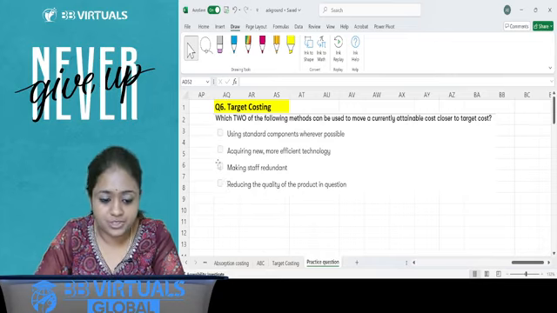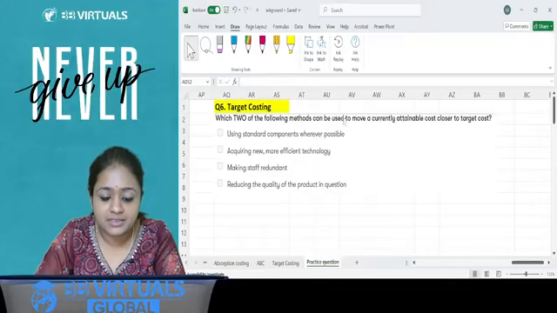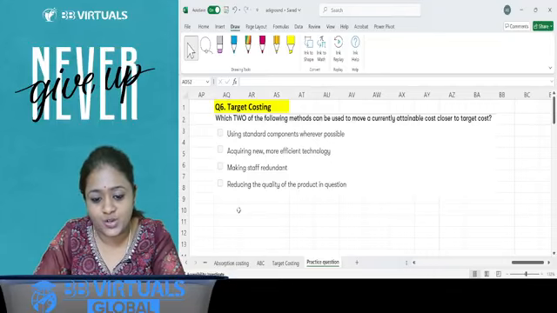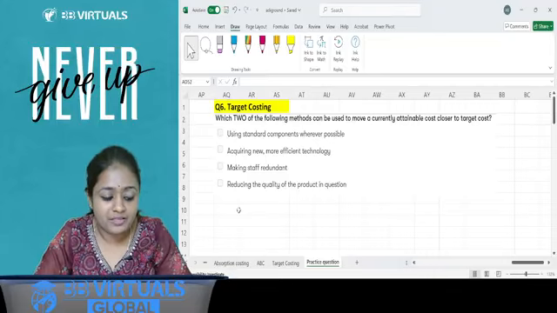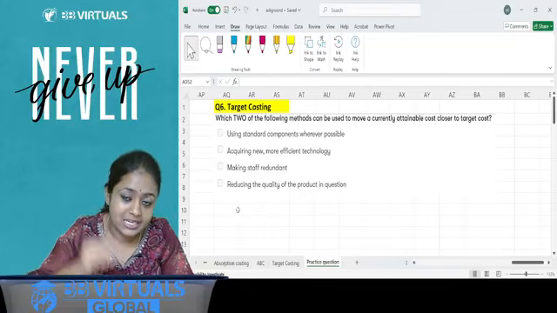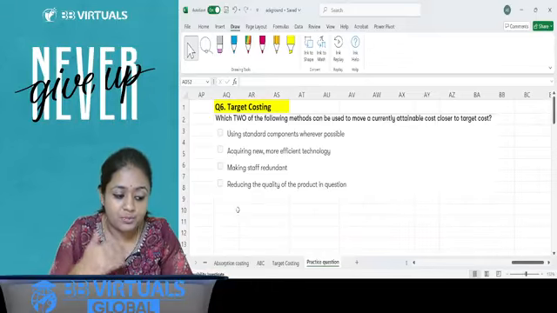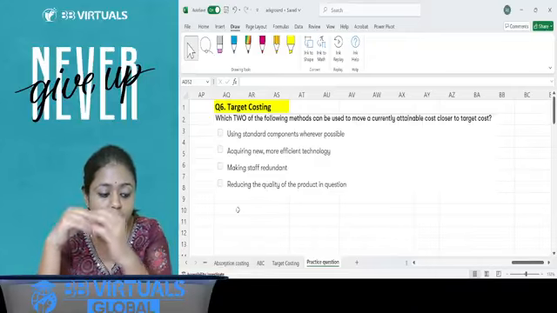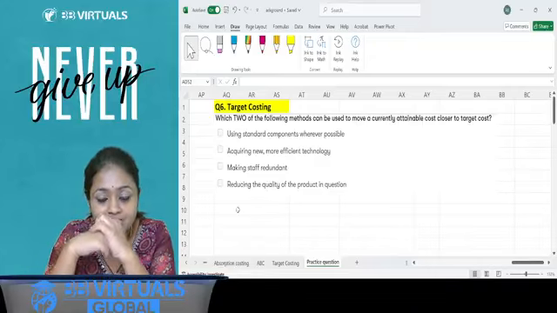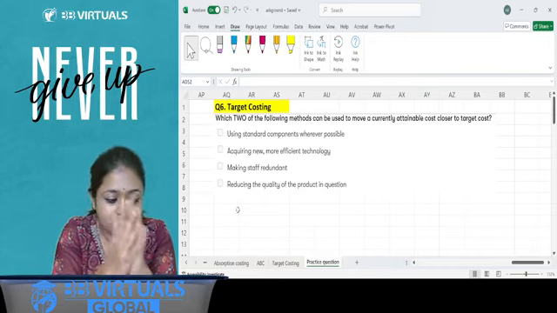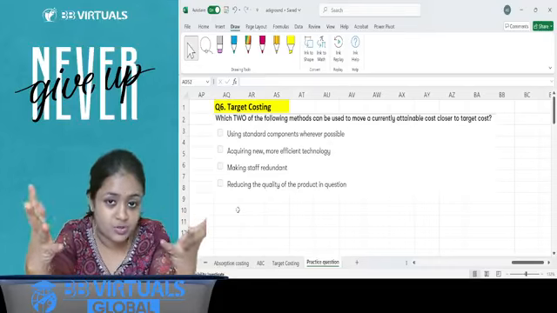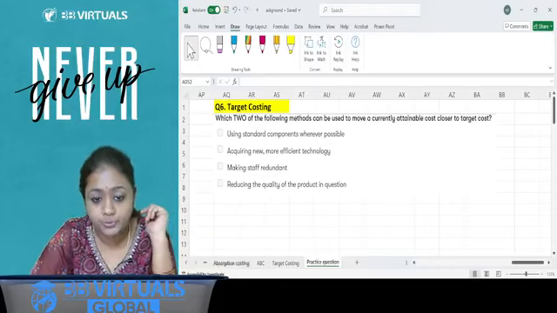Okay, let's look at this question, which is, which two of the following methods can be used to move a currently attainable cost closer to the target cost? Think. Which two of the methods can be used to move a currently attainable cost very close to the target cost? So what is the currently attainable cost that you have? If you want to make it very close to target cost, which of the two methods can you use so that we reduce the gap? Okay. So basically we need to make improvements towards going to the target cost. So what we can do, let's read the options.